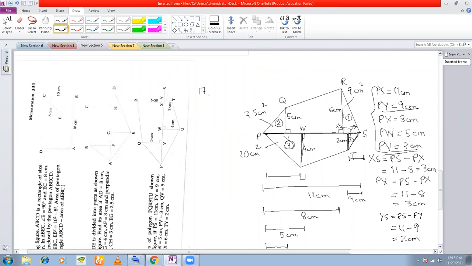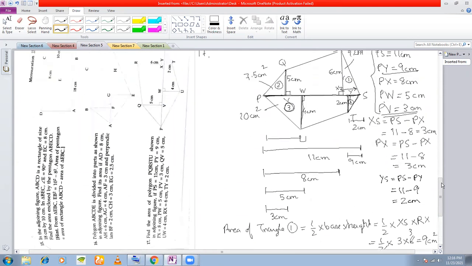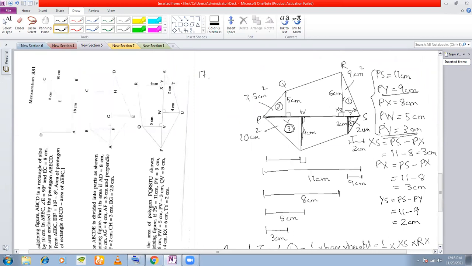So what is the area here? Half into base into height, so half into YS into YT. Area of triangle 4 is equal to half into YS into YT. Both are of length 2 centimeters, as we found above. Cancel, so you get 2 centimeters square. So the area of this triangle is 2 centimeters square, right? So we have got the area of all these 4 triangles.